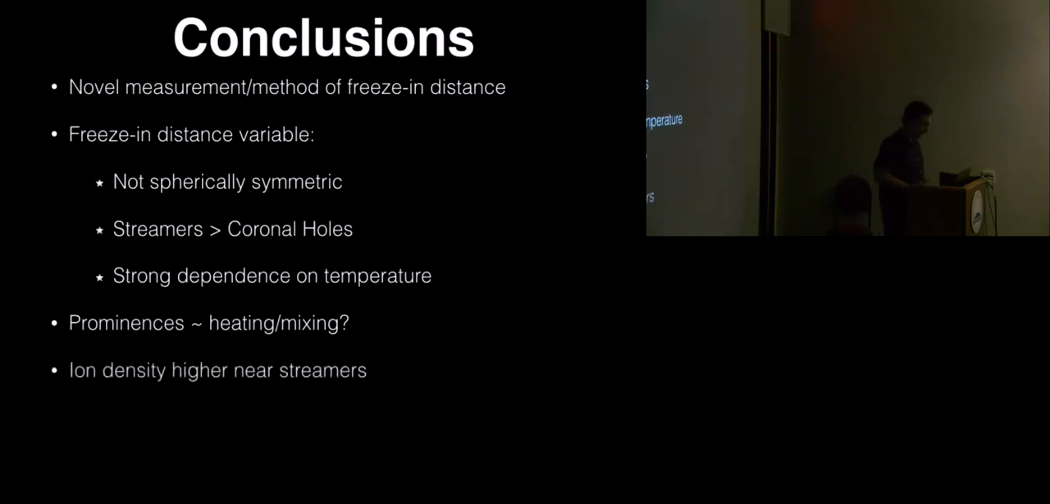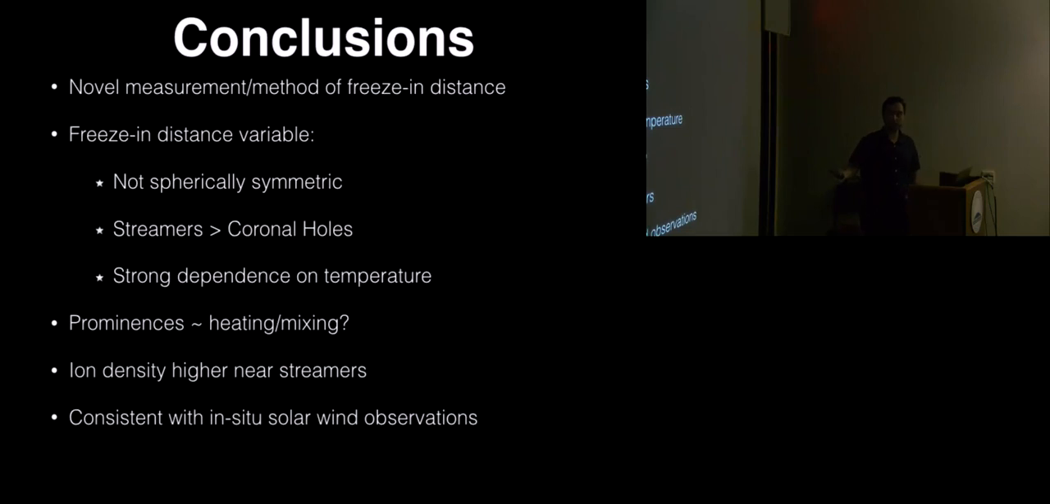And then further, that the ion density in the streamers tends to be enhanced compared to the polar holes. And finally, that all of this information is completely consistent with what's been observed far away from the sun with spacecraft. So for the first time, we've been able to really link what's happening on this disk of the sun and how these different structures are affecting the formation of the solar wind, and then explaining why that leads to different solar wind particle behavior far away from the sun.